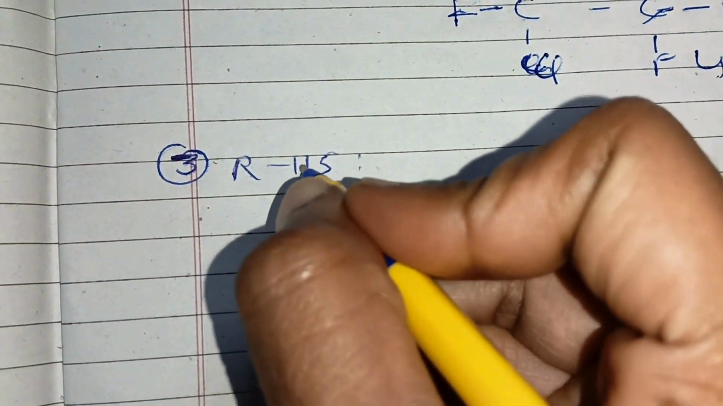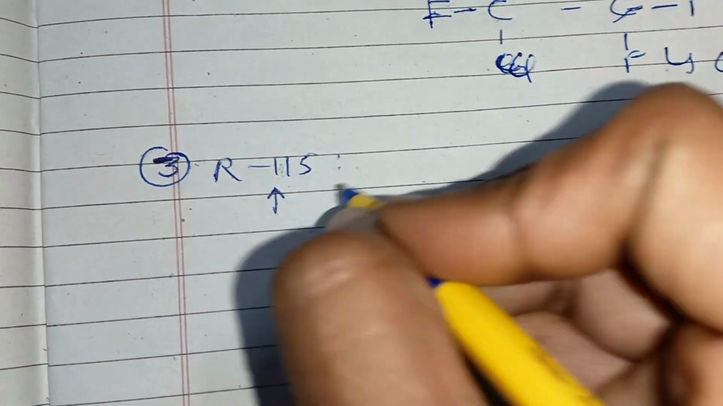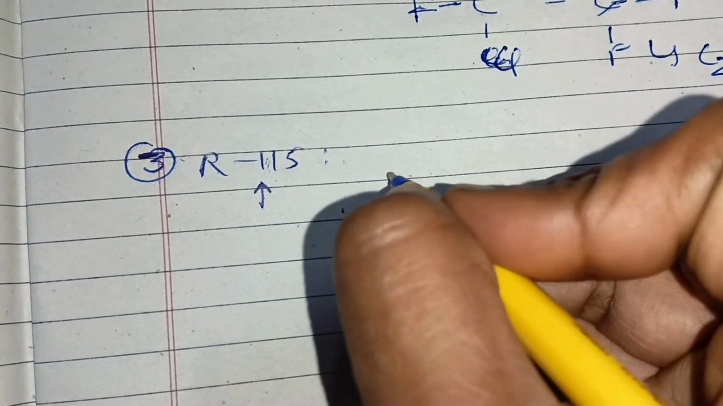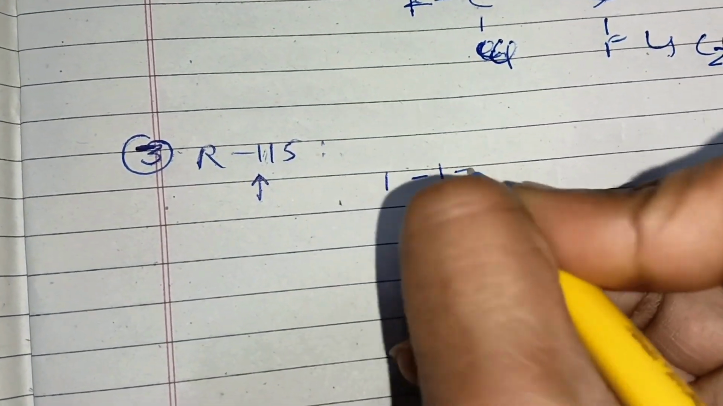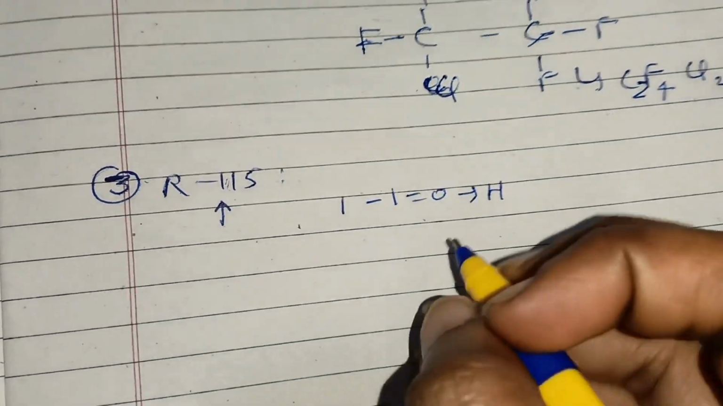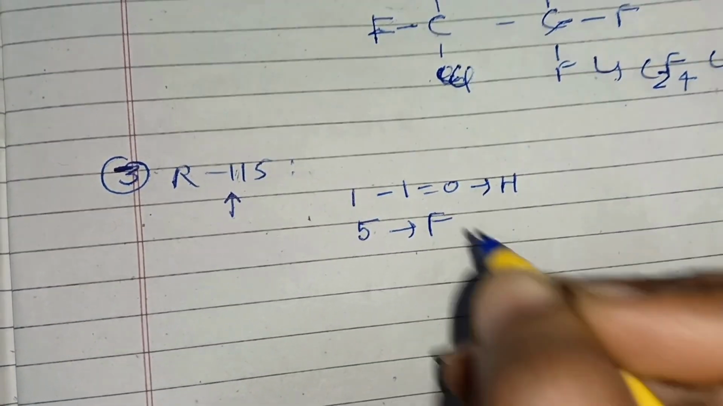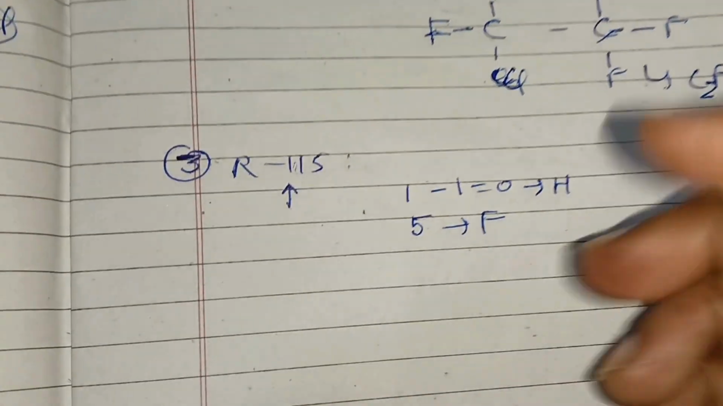R115. So the first digit we are not bothered about. Come to the second digit. It is 1. So second digit minus 1 is 0. This is the number of hydrogen atoms, so H will not come into the picture while we are writing the formula. Third digit is 5. This is entirely taken by fluorine. We are not adding or subtracting anything with the third digit.